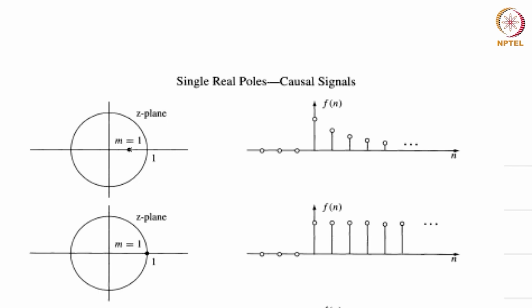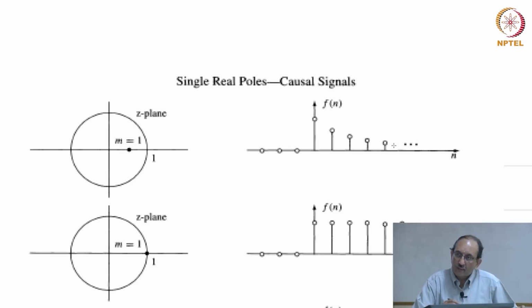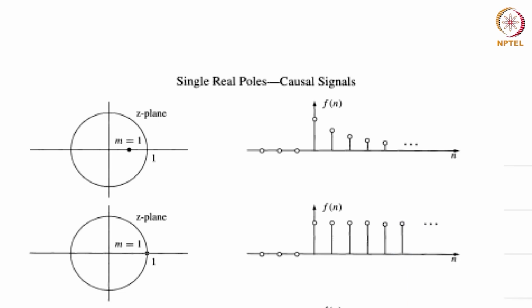So, if your pole is here on the real axis, it will have the form a to the n u of n, and because a is between 0 and 1, it decays down as shown here, an exponential decay. As the pole moves closer to the unit circle, the decay rate becomes less and less, and when the pole is on the unit circle, there is no decay at all. So, this is 1 by 1 minus z inverse in terms of transfer function. So, this is u of n.